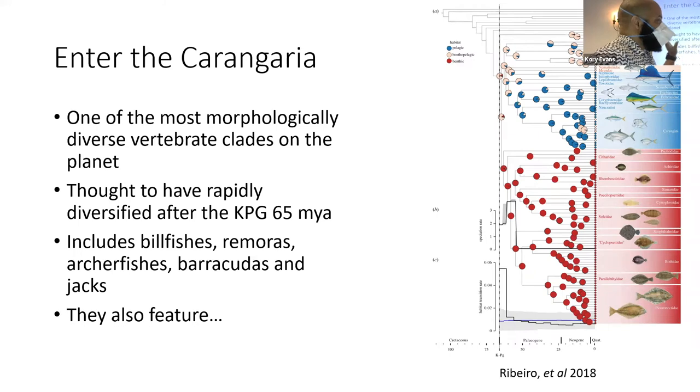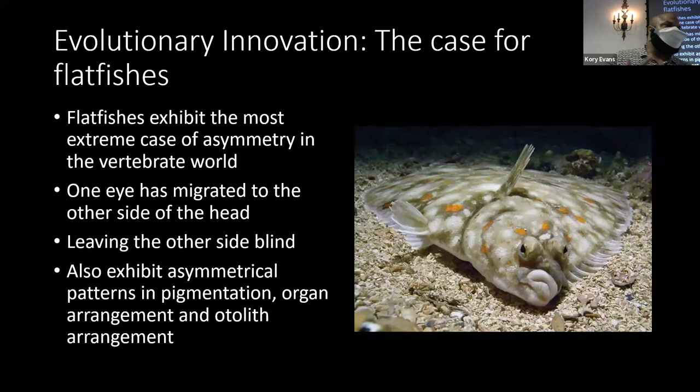So, in addition to having the good tasting charismatic guys, the Carangaria also features one of the weirdest vertebrates on the planet, which are flatfishes. Flatfishes exhibit the most extreme case of asymmetry in the vertebrate world, where one eye migrates to the other side of the head, resulting in a fish that has two eyes on one side and no eyes on the other side. If we were to flip our friend over, we can also see that there's no pigment on the underside of the flatfish, completely white. So these fishes are incredibly asymmetrical, with brain morphology, skull morphology, you name it. Obviously, very asymmetrical.